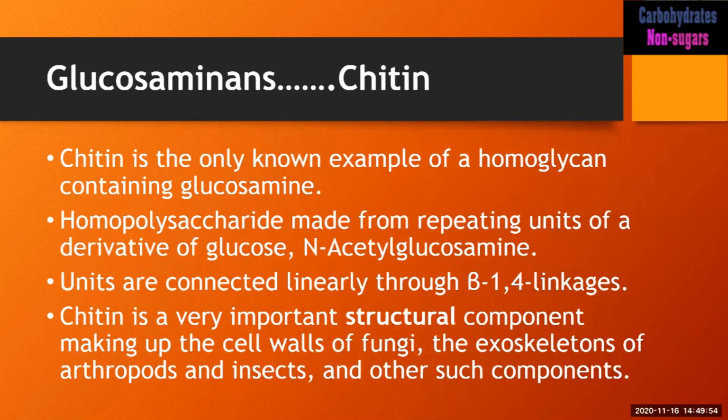Then glucosamine. Chitin is an example of this homoglycan, which contains glucosamine. It's a polysaccharide made from repeating units of a derivative of glucose, N-acetylglucosamine. These units are connected linearly through beta-1,4 linkage. Chitin is very important because it's the structural component that makes up the cell wall of fungi. It is also a part of the exoskeleton of arthropods and insects.